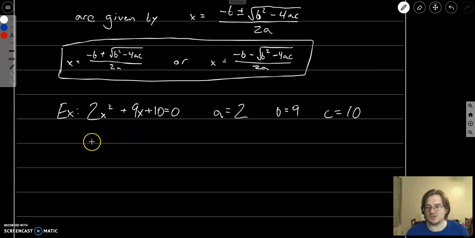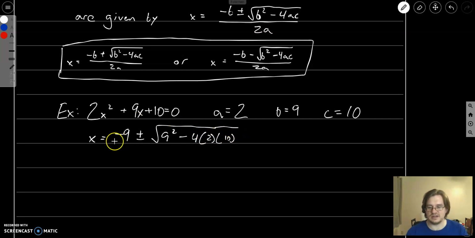So plugging this into our equation, we know that our solutions are going to be negative 9 plus or minus the square root of 9 squared minus 4 times a, which is 2, times c, which is 10. Making sure that our square root sign covers everything. And we're going to divide this by 2 times a, which happens to be 2.